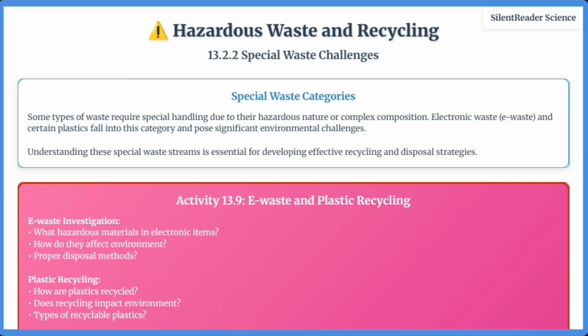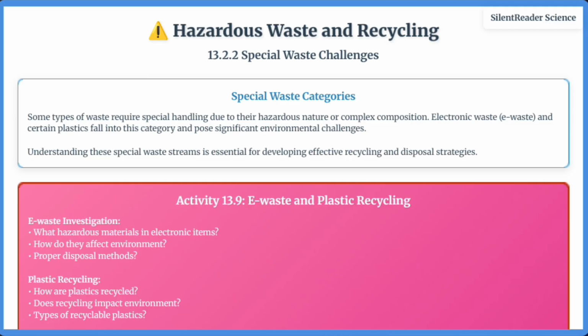Now let's discuss special waste categories that require special handling. Some types of waste pose particular challenges due to their hazardous nature or complex composition. Electronic waste, or e-waste, is one such category. E-waste contains hazardous materials like lead, which can cause brain and nervous system damage, mercury, which can damage kidneys and brain, cadmium, which affects kidneys and lungs, brominated flame retardants, and PVC, which releases dioxins when burned. Proper disposal of e-waste is crucial to prevent these toxins from entering the environment.